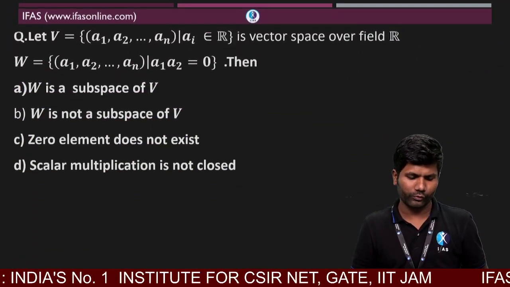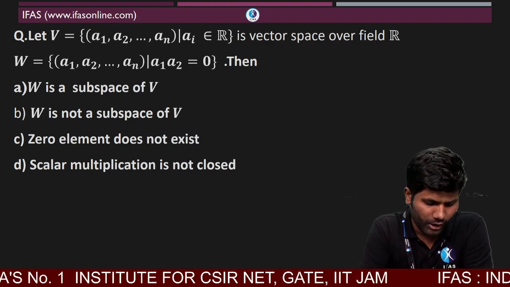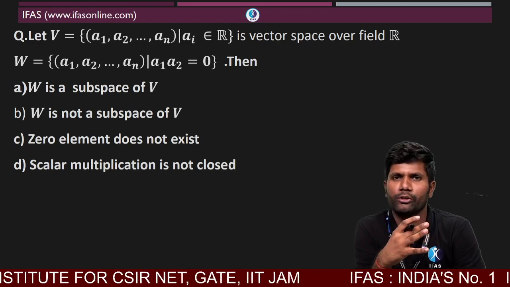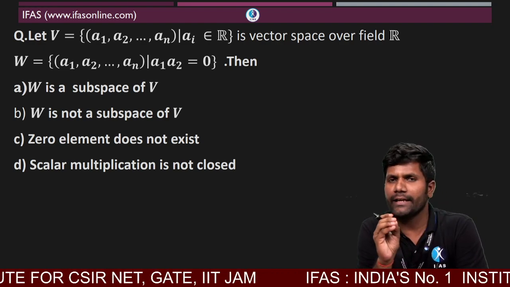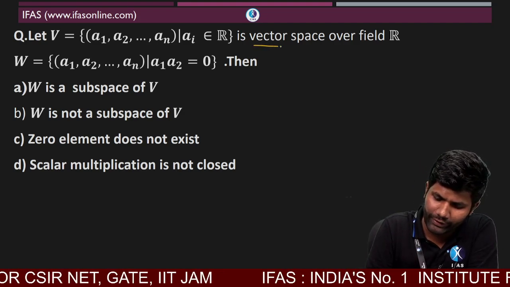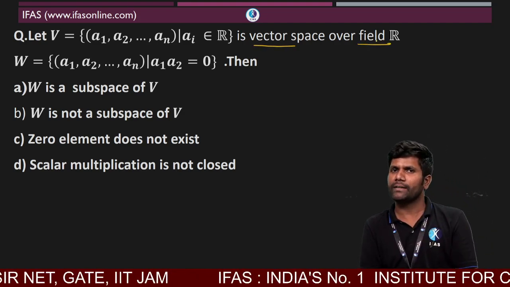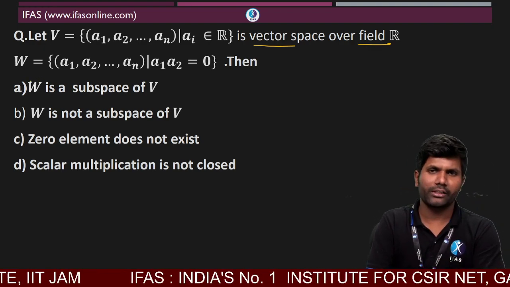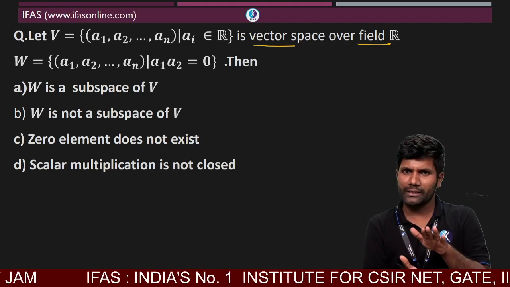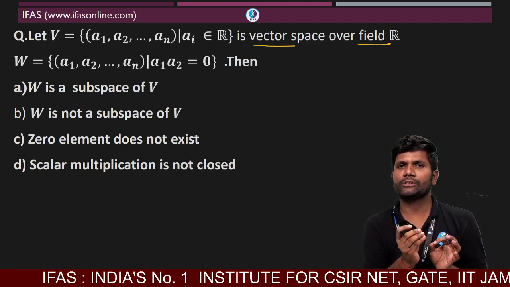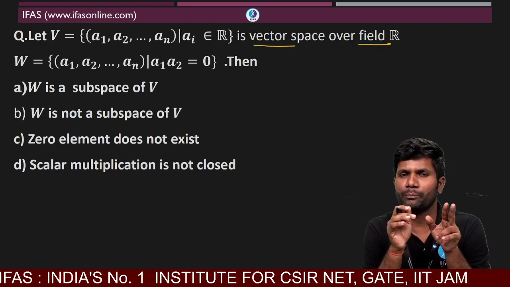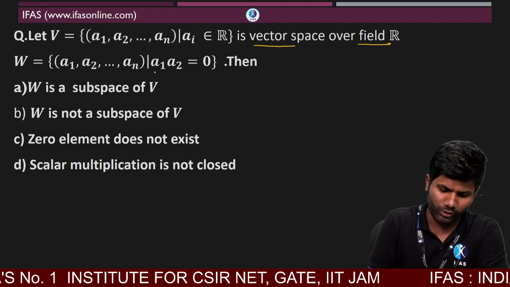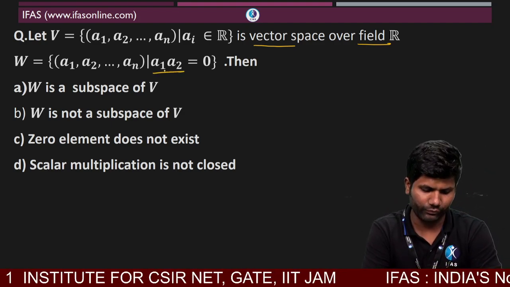Next we will see the next question. The question is: given that V is a set of all n-tuples whose elements are a1, a2 and so on up to an, and each ai belongs to the real numbers, V is a vector space over a field F, and that field is the real numbers. W is a subset of V that satisfies a certain condition, and that condition is that the product of the first two tuples is always equal to 0. So this is the condition for W.